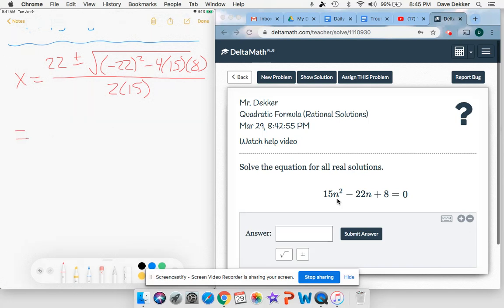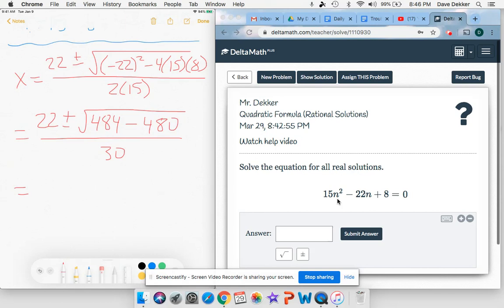So the first part, 22, just stays like that. In the square root, I want to know what negative 22 squared is. Anytime you square a number, it's going to be positive, so do keep that in mind. If I square negative 22, I should get positive 484. If you type that into your calculator and you get negative, it probably means you haven't typed it in correctly. It should be negative 22 in parentheses, and then you square it. Then I have 4 times 15 times 8. I'm just doing this on my calculator. I get 480, and I'm subtracting that. So minus 480, and it's all over 2 times 15, which is 30.